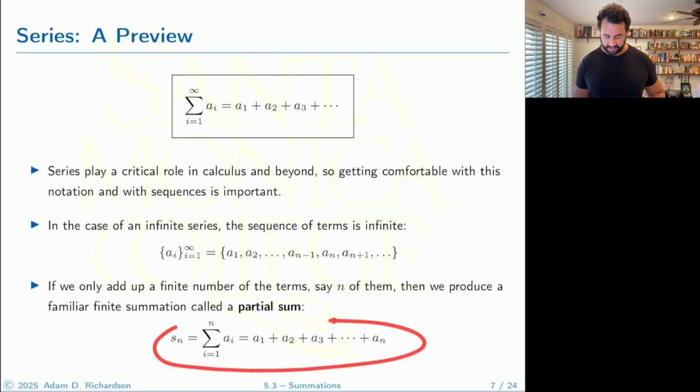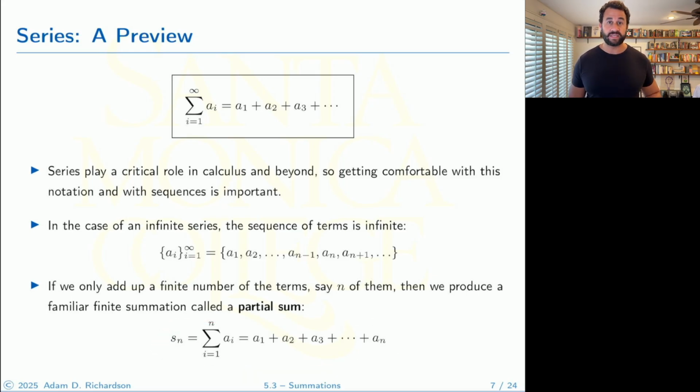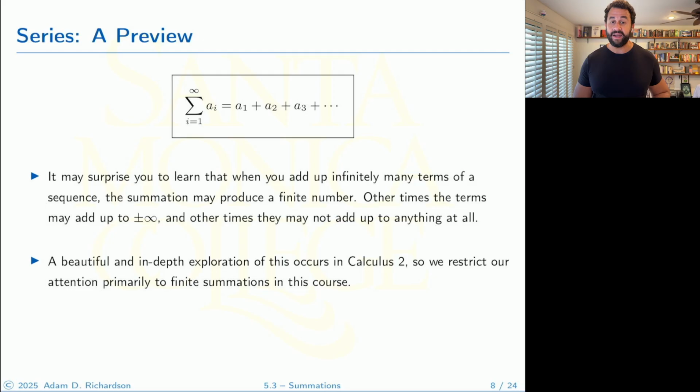All right. So this is sometimes what we call a partial sum if your sequence happens to be an infinite sequence. Now, what's really cool about this stuff, and I'm bummed that I can't go into all the details here, but if you're interested, I have a whole lecture series from Calc 2. You can check it out on my YouTube channel, and I go through all of this stuff in great detail in that lecture series. But it may surprise you to learn that when you add up infinitely many terms, the summation may actually produce a finite number. You may get a number by adding up infinitely many things. Yes, that's right. Other times you may get infinity or negative infinity if you add up infinitely many terms. So that's also possible.